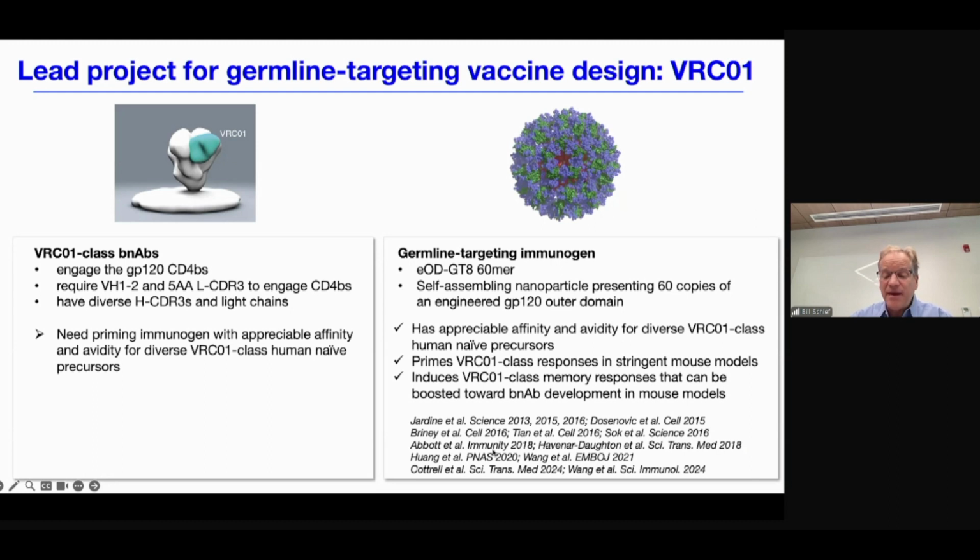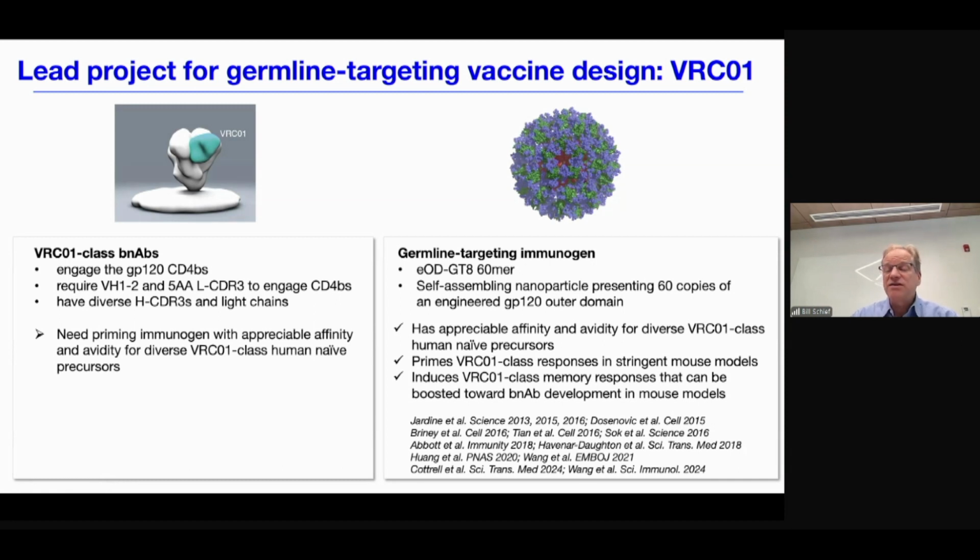We've published many papers with many different collaborators, using many mouse models, showing that the immunogen can prime VRC01 class responses in stringent mouse models, attempting to recapitulate some of the aspects of human vaccination. And it can induce VRC01 class memory responses that can be boosted in the direction of bNAb development in mouse models.